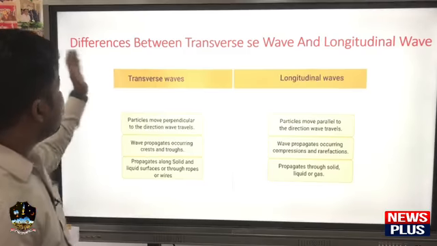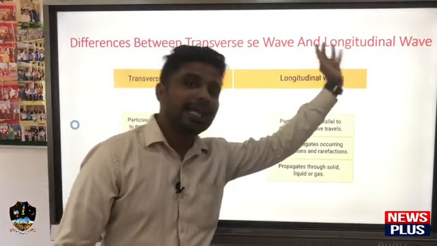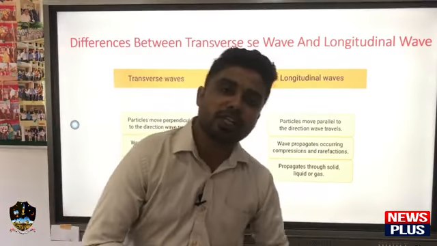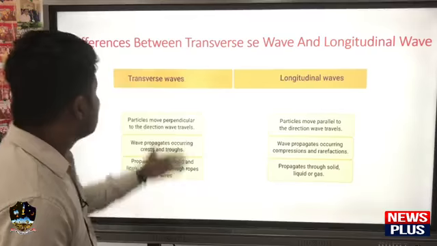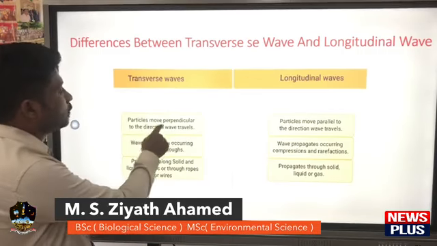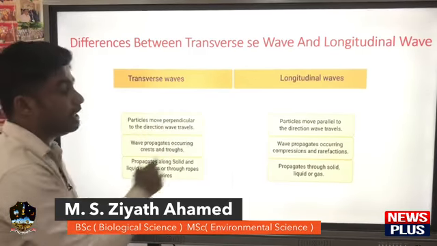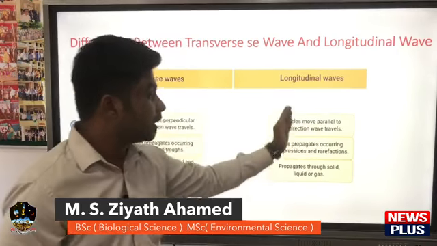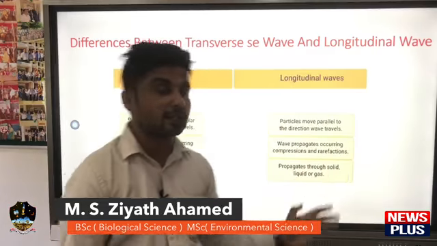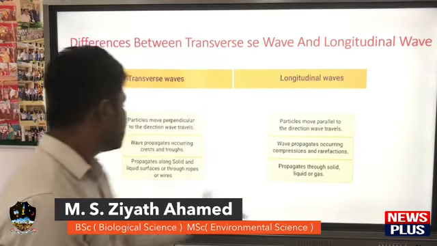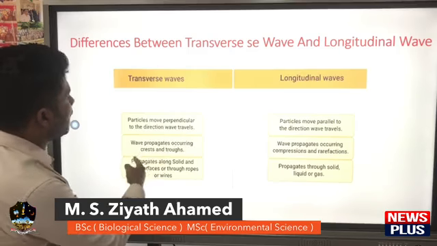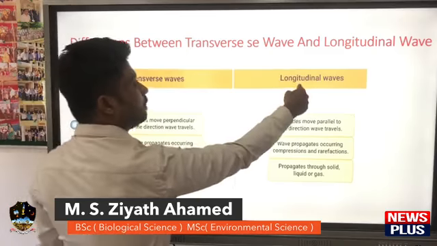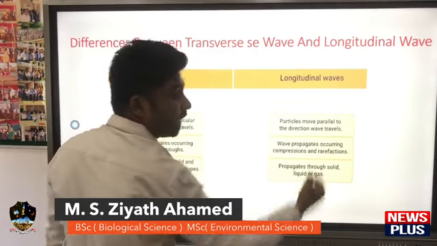Let's look at the differences between transverse waves and longitudinal waves. In transverse waves, the particles move perpendicular to the direction the wave travels, and that is called a transverse wave. In longitudinal waves, the particles move parallel to the direction of the wave, and that is called a longitudinal wave. A second one, when the wave propagates, crests and troughs occur in transverse waves. In longitudinal waves, compression and rarefaction occur.